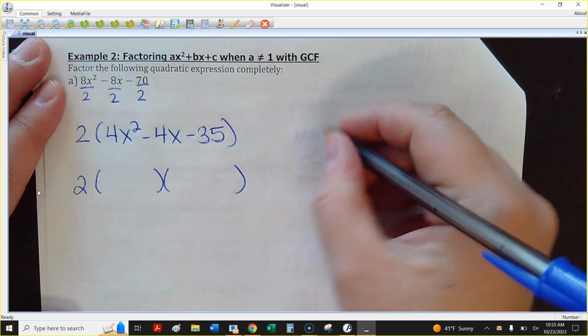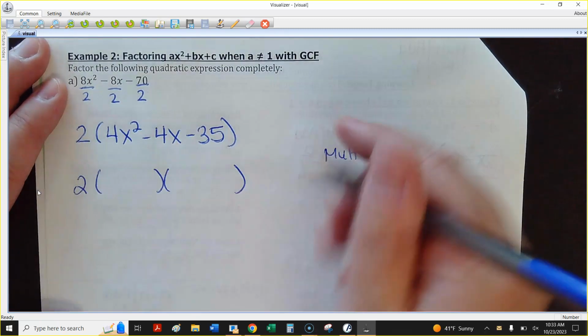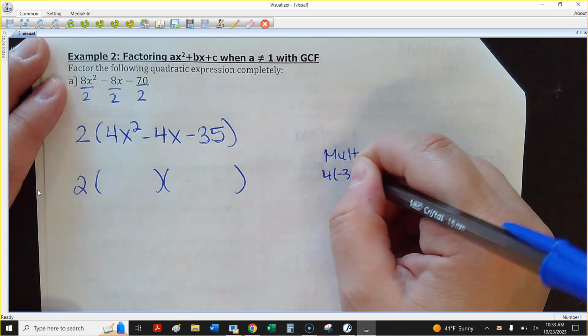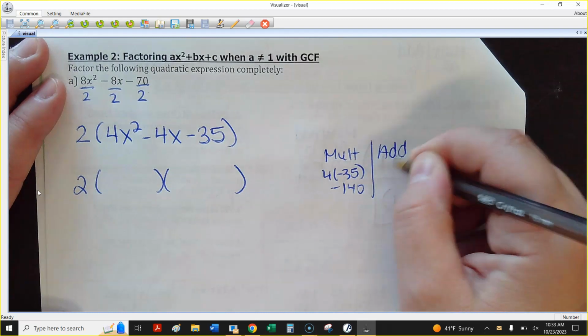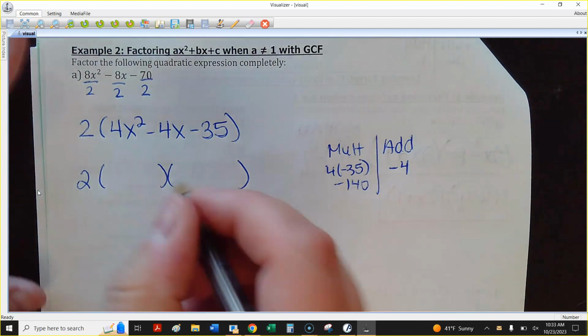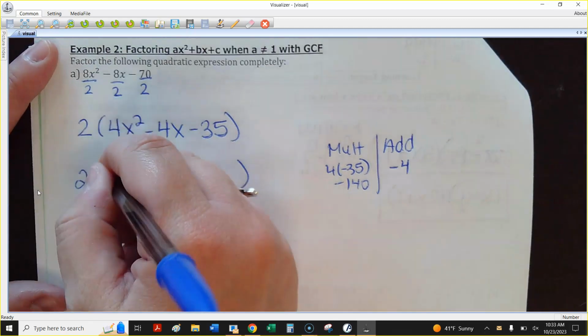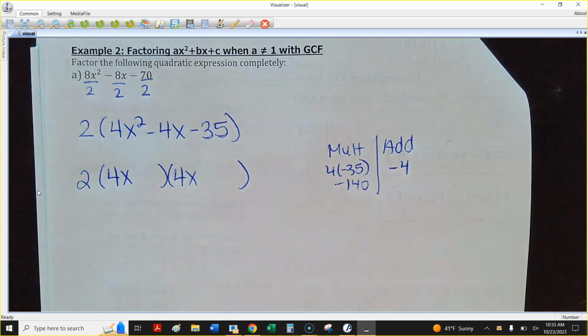So I'm just focusing on what I have in the parentheses. First and last would be 4 times negative 35, which is negative 140. And I want to add to get the b value, which is just going to be negative 4 there. I'm just writing it out so you can see what I'm doing. To set this up, I'm going to take that first term, just drop the squared, and put that at the beginning of each of the factors.